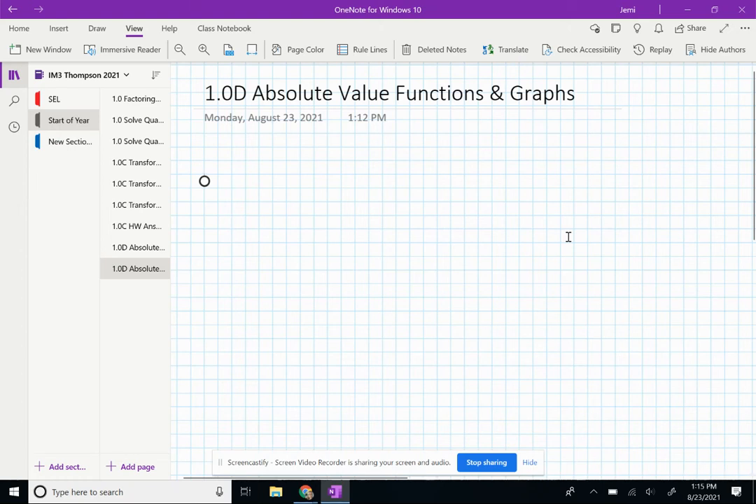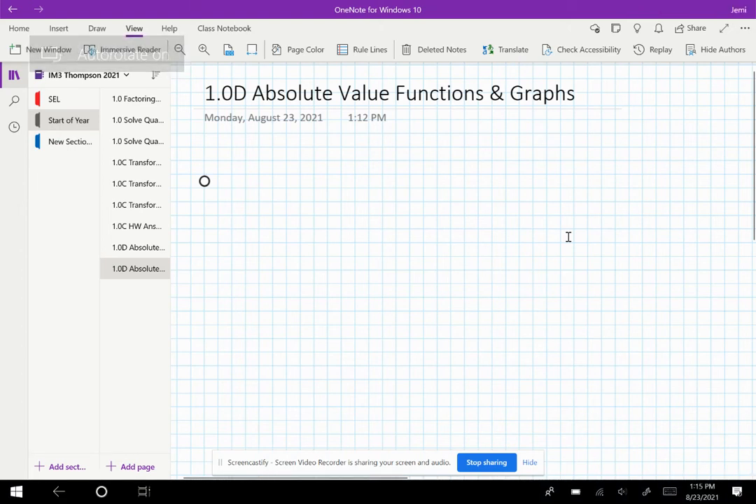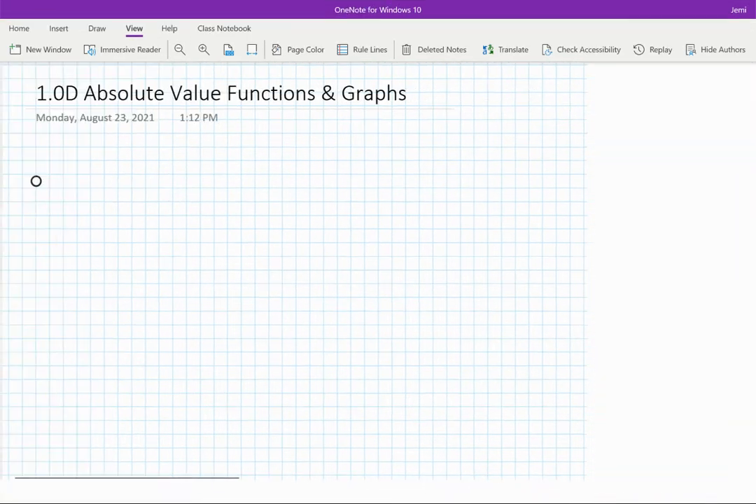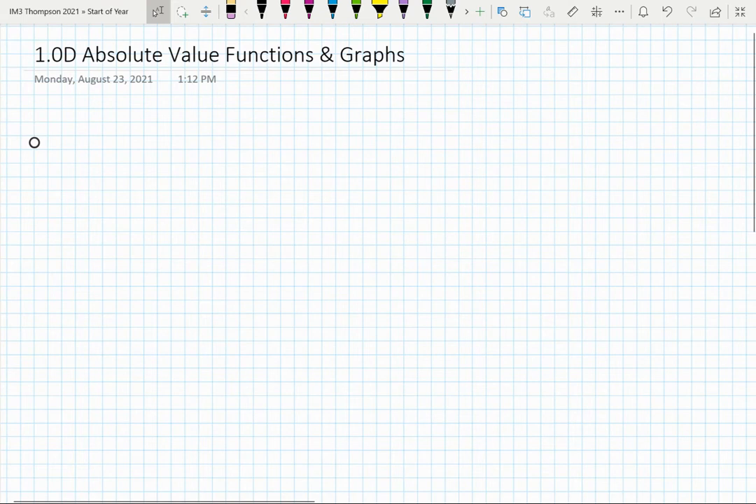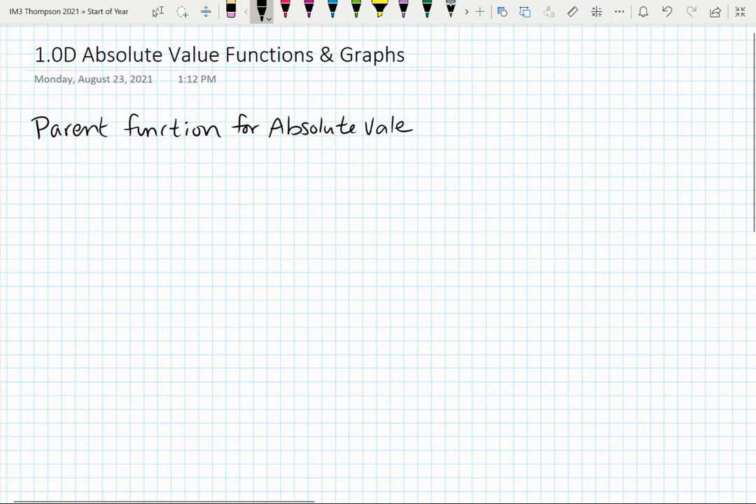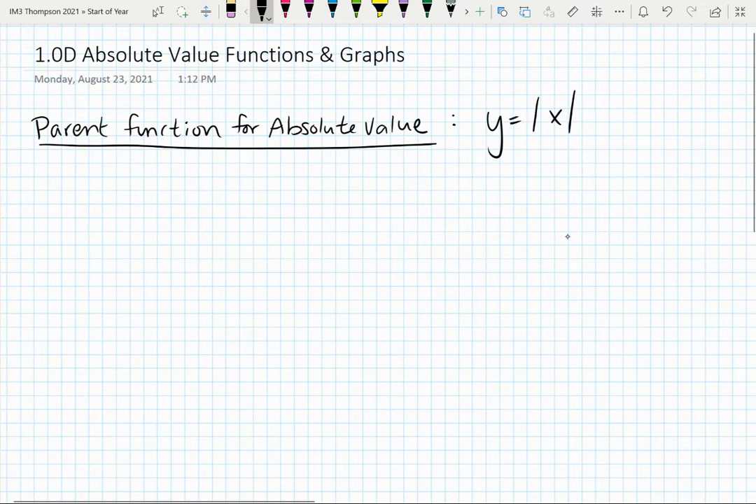So while we start talking about absolute value functions and graphs, we're going to look at the most basic function of this family of functions, which we call the parent function. So the parent function for absolute value is y equals the absolute value of x. It's the most basic. It doesn't have any transformations.